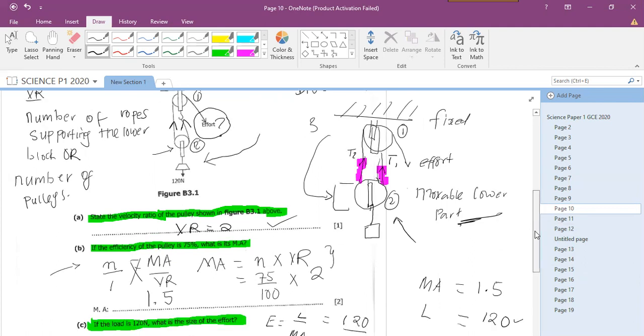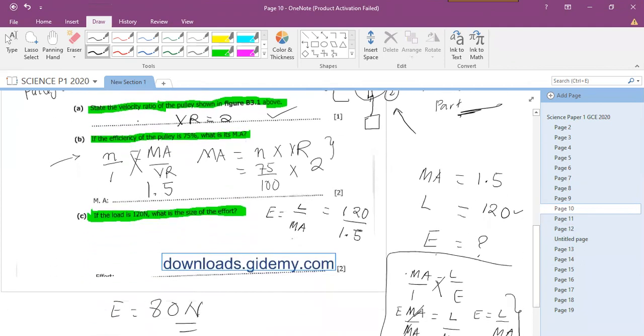And then the B part of the question told us, if the efficiency of this pulley is 75%, calculate the mechanical advantage of the pulley. We have this formula which says efficiency is equivalent to the mechanical advantage over velocity ratio. All we had to do here was make the mechanical advantage the subject of the formula. We made the efficiency a fraction over 1 and cross-multiplied. Then we're left with mechanical advantage equal to the efficiency multiplied by the velocity ratio.